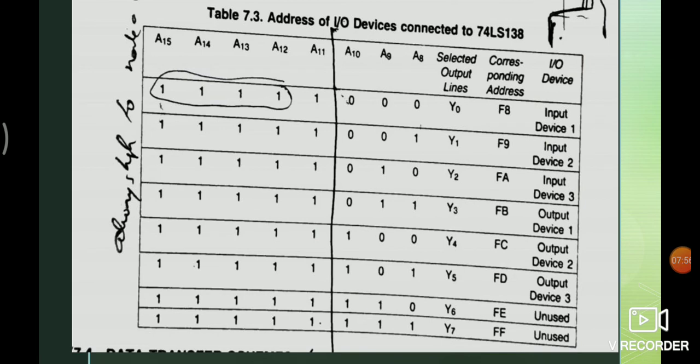Now this is the address of the input output devices connected to the 74LS138. Here for the select lines 000, the selected output line is Y0. The corresponding address is F8, and the input output device is device 1. Like that, for the input 7, the selected output is Y7, and the corresponding address is FF.